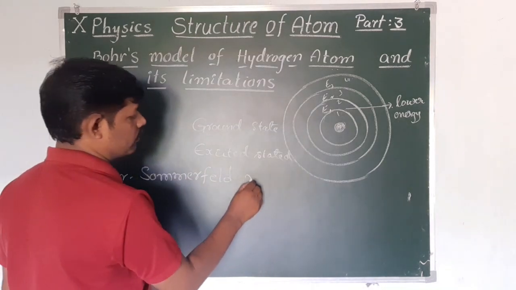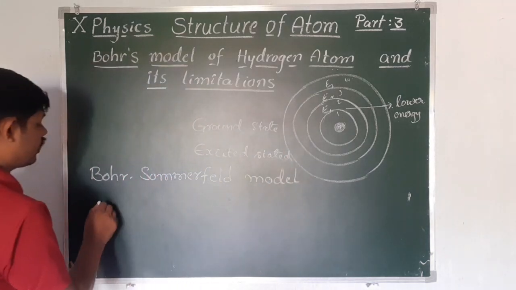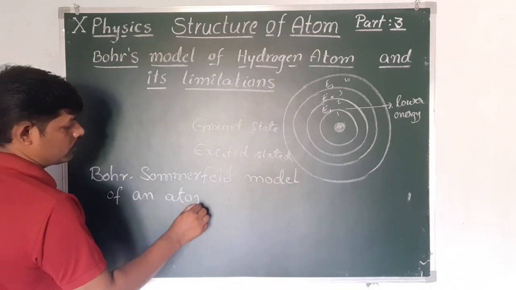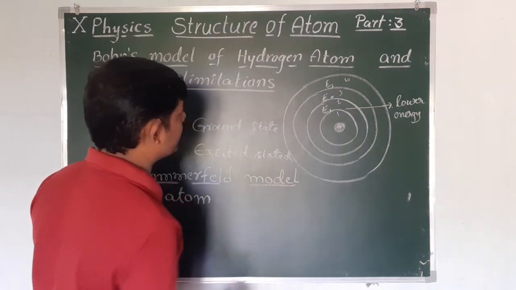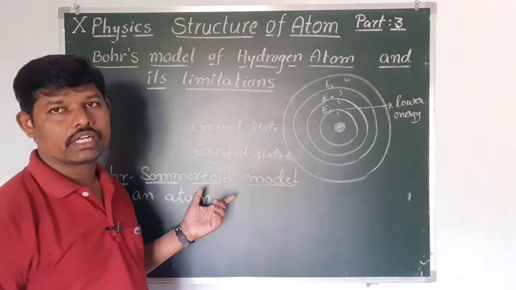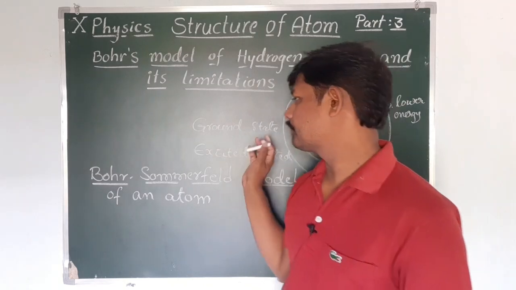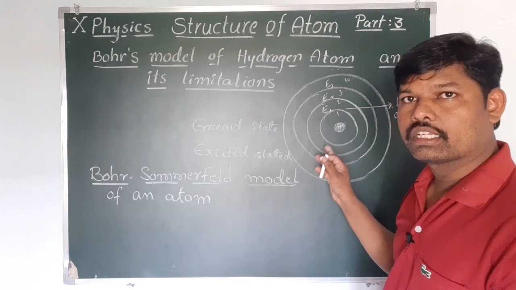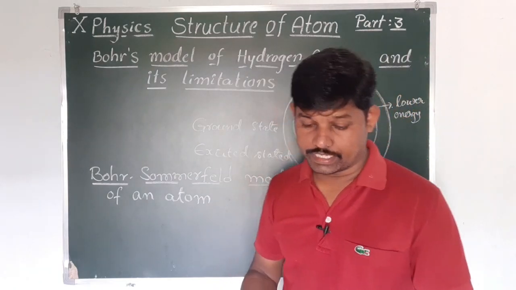Bohr-Sommerfeld model. You can simply call it the Bohr-Sommerfeld model of an atom. To rectify the limitations of Bohr's model, Sommerfeld came forward and suggested elliptical orbits for each shell, each energy level. How is it? Let us see.